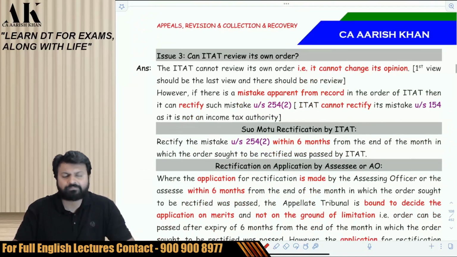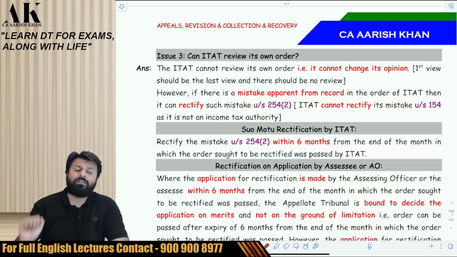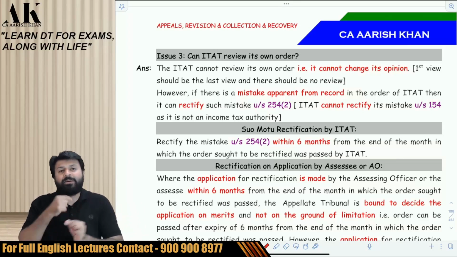Okay. Third. After the ITAT has passed an order, can ITAT review its own order? Review means taking a second view. Can ITAT take a second view after it has passed an order? The answer is no. Review is not possible. But can ITAT rectify a mistake apparent from the record?